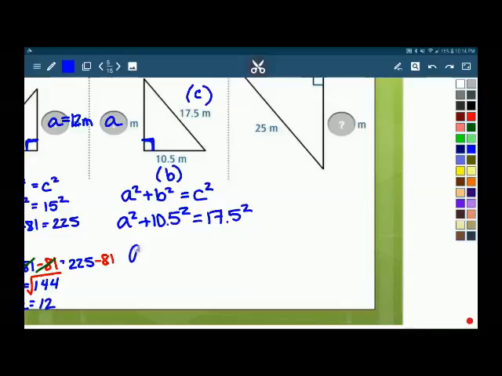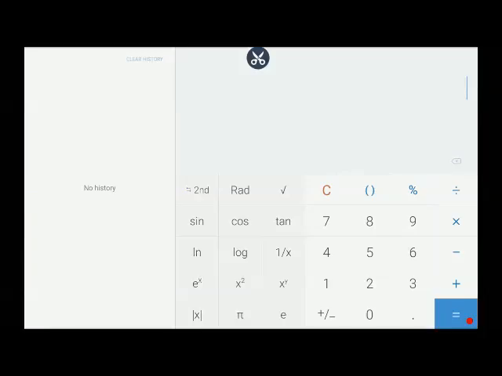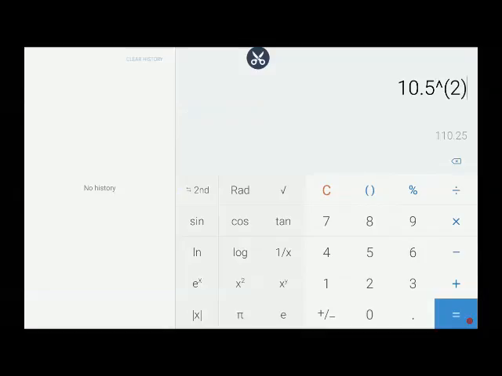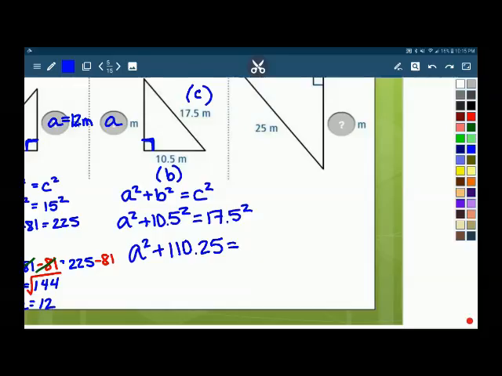I've got a squared plus 10.5. I need to square that, and I'm getting 110.25, or 110 and 25 hundredths. Don't round that. Keep it the way it is. Now we just need to square 17.5. I'm going to clear that out. 17.5, square it. I'm seeing 306 and 25 hundredths.